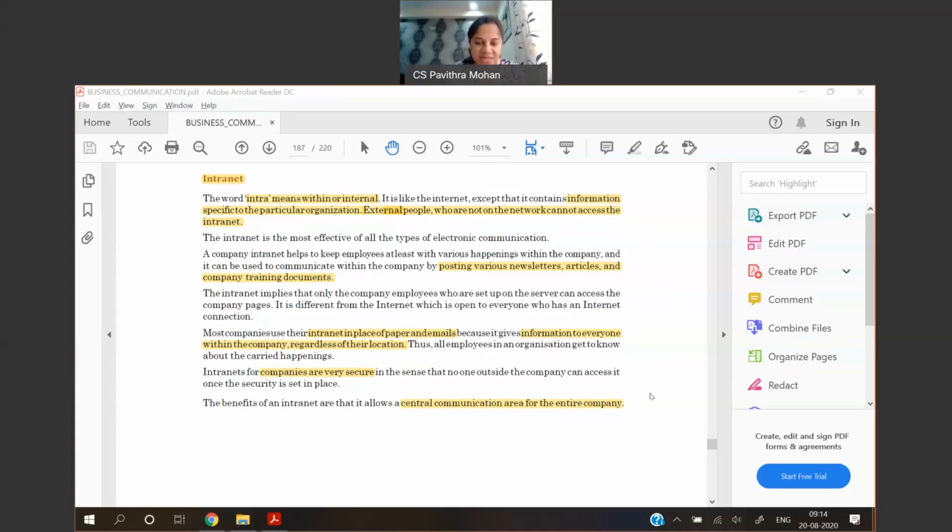Tomorrow's doubt session, yes, I will take a class for 5 or 10 minutes. I will just clear this intranet topic, and after that we will start with the doubt session. Yes, what about chapter 8? See, we are not covering chapter 8 because it is just words with their meanings, which you can go ahead and study on your own.